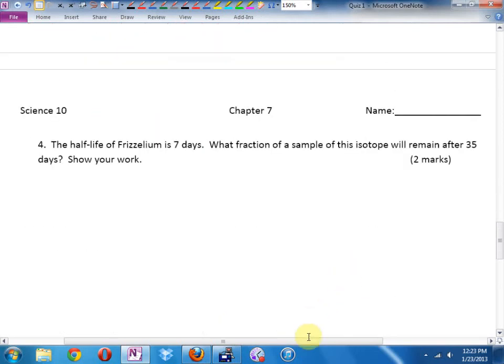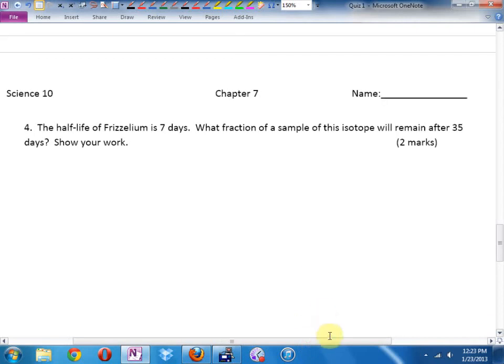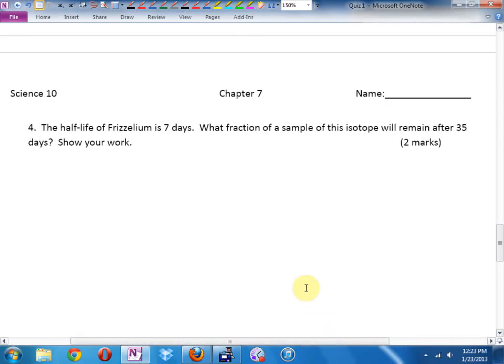Turn the page. The half-life of friselium, a very unstable element, believe me. Because, of course, when you think friselium, you think unstable. The half-life of friselium is 7 days. What fraction will remain after 35 days? Show your work. Okay. What's the half-life? How many days? How much total time has elapsed? How many half-lives is this? Okay, this is 5 half-lives.